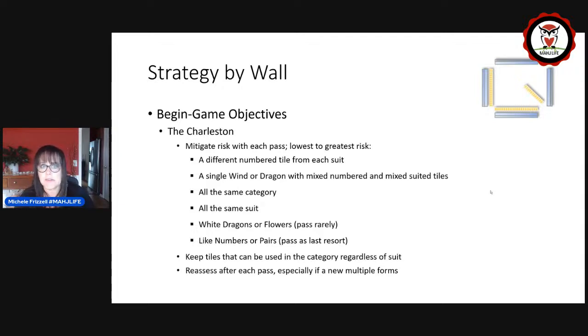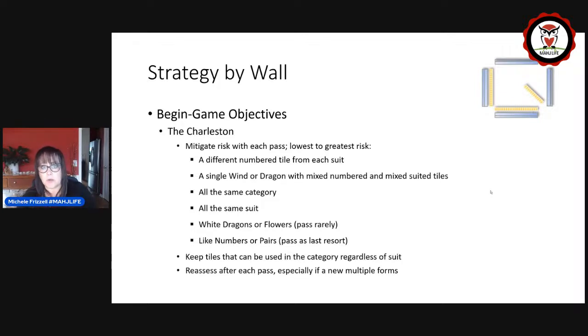A different number in each suit, little, big, for example. You could do a 1 bam, let's say 4 dot and a 9 crack. That might be a decent pass, the lowest risk. Another just close to that would be, instead of all number tiles, putting in a wind. So you could do, for example, 4 crack, 9 crack, with a wind. That is a very benign pass, relatively benign, I should say.